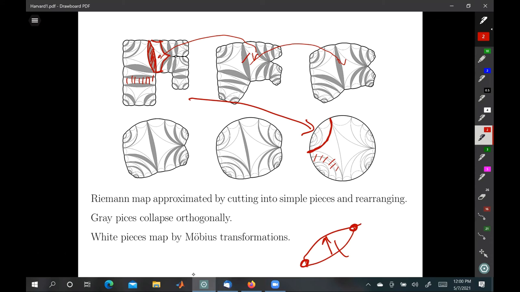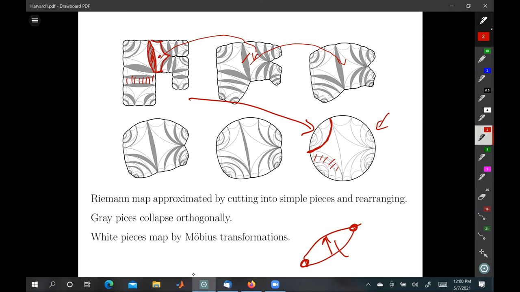It's like you're taking a jigsaw puzzle, you're cutting it up, you're throwing away some of the pieces, and then rearranging the pieces as the disk. And the rearranging is not a translation or a rotation. It's not a Euclidean motion, but it's a Möbius transformation. It's a conformally natural thing.